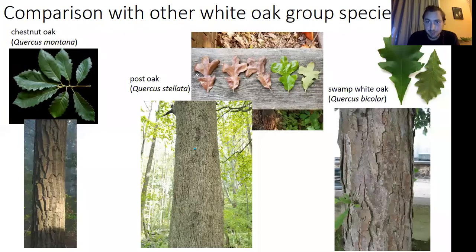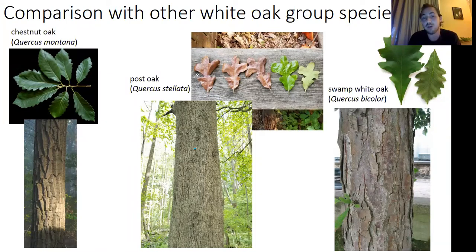And then with other white oak group species, we have our chestnut oak, which has very small rounded lobes around the leaf. Our post oak, which has kind of a T-shaped pattern to it, almost looking like a fence post.